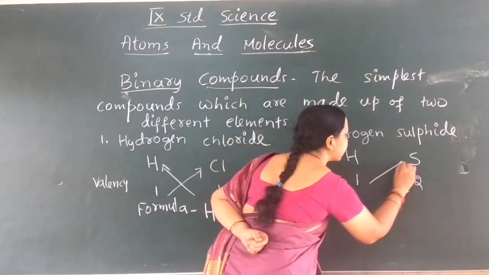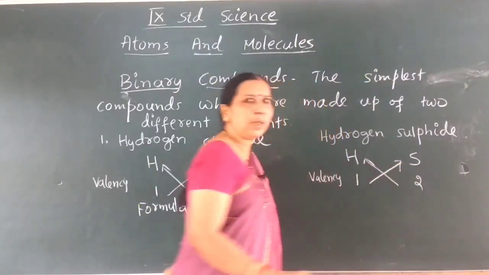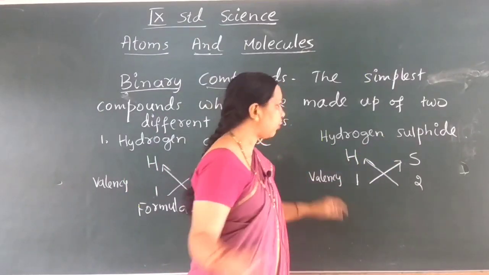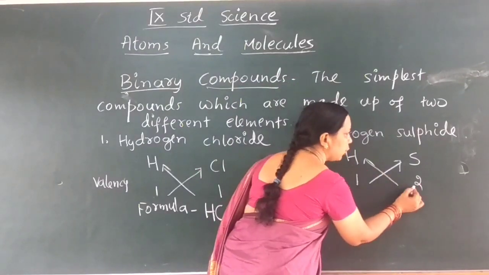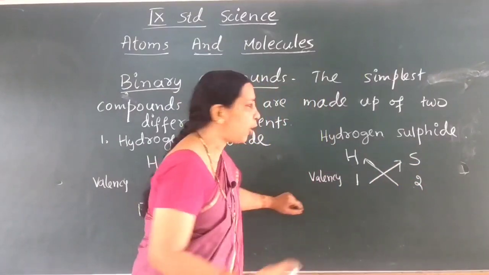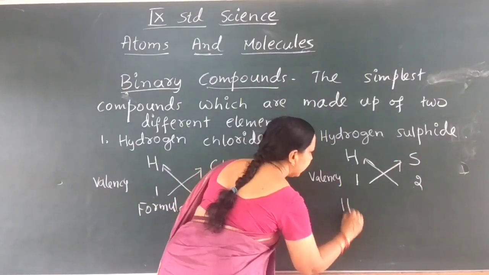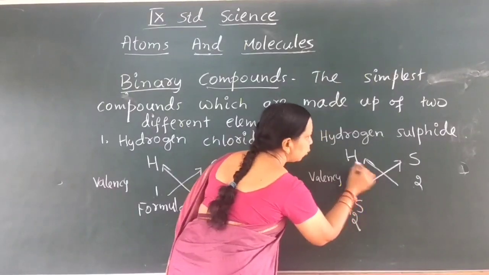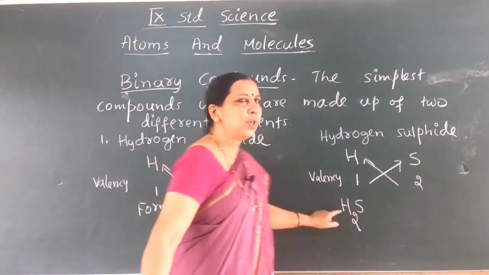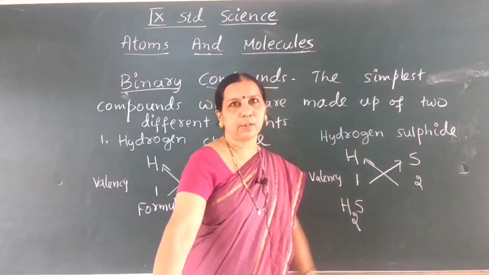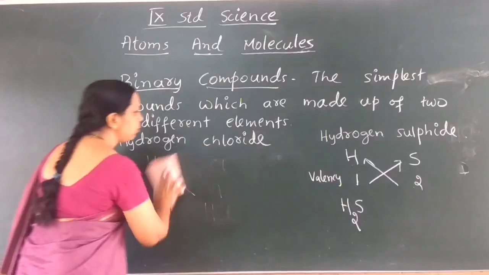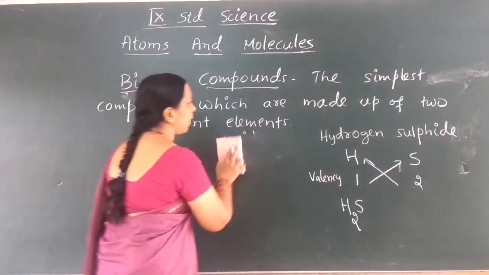After writing the valencies, crisscross. Now, how to write the atoms here and how to write the chemical formula of hydrogen sulfide? Look at here, the arrow shows hydrogen 2 atoms and sulfur 1 atom. Can you tell me the formula now? The formula is H2S. 2 atoms of hydrogen combine with 1 atom of sulfur to form 1 molecule of hydrogen sulfide. Like this, we can write the chemical formula easily. One more for your reference, carbon tetrachloride.